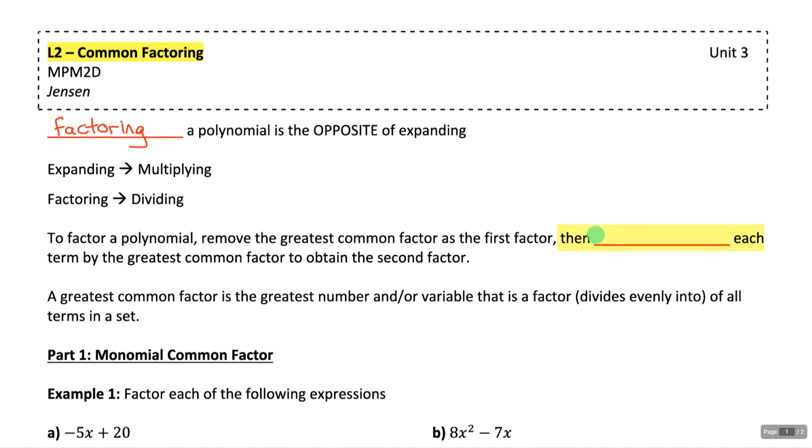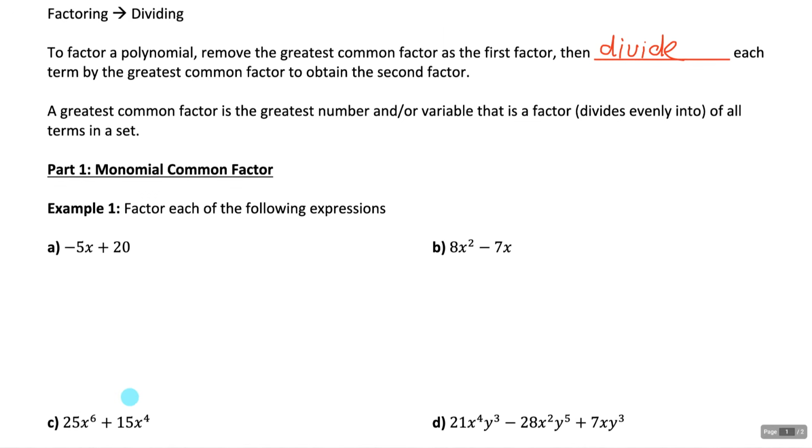And then we divide each term by the greatest common factor that we took out to obtain the second factor in our expression. And then we'll have accomplished taking something that started in standard form and writing it in factored form, a product of two factors. So let's see what that looks like.